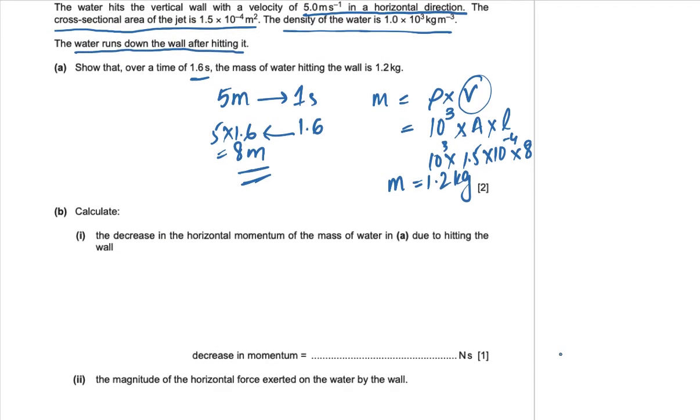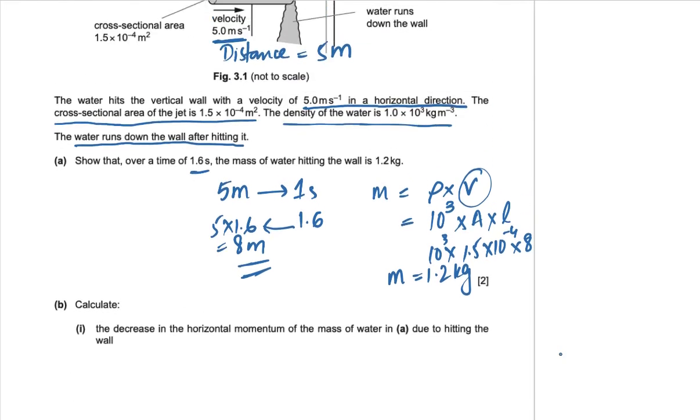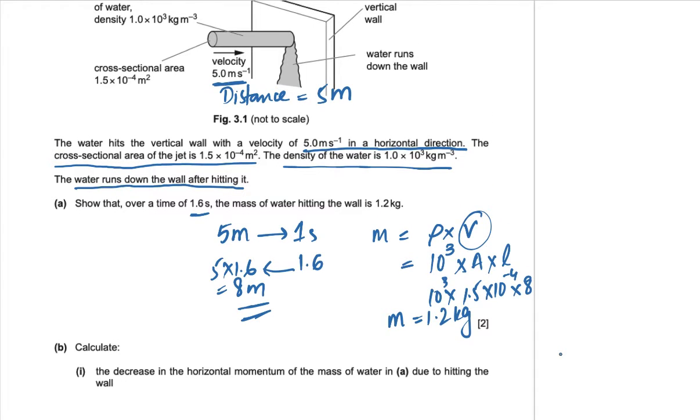Now part B, calculate the decrease in the horizontal momentum of the mass of water in part A due to hitting the wall. Initially it travels horizontally, so since they are asking you to find the decrease or the change in the horizontal momentum, we are only going to consider the horizontal part of the motion. Initially it travels horizontally, so the initial momentum, you could write initial momentum.